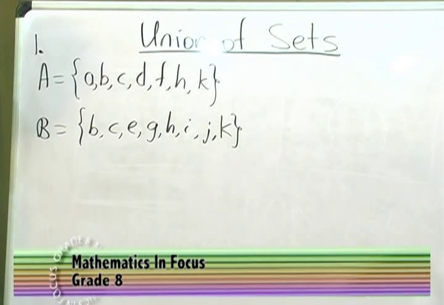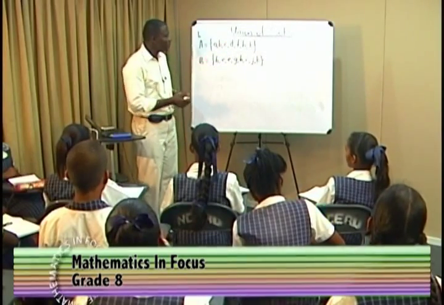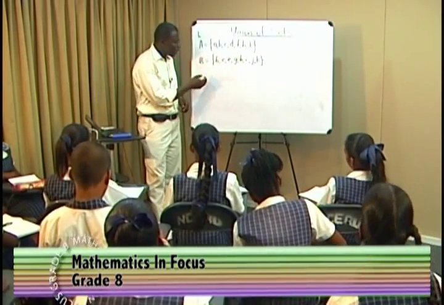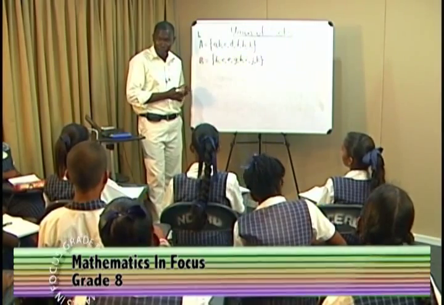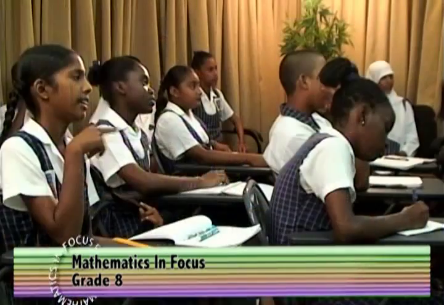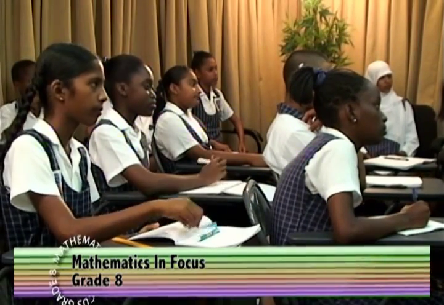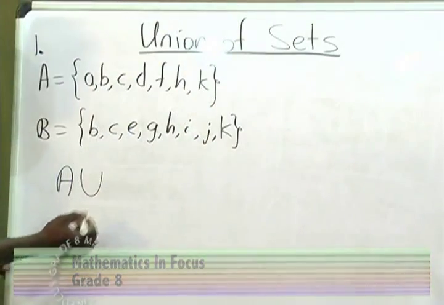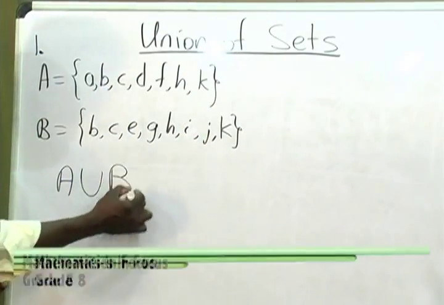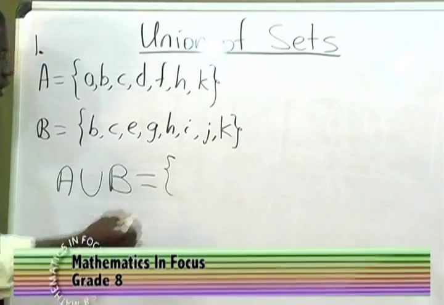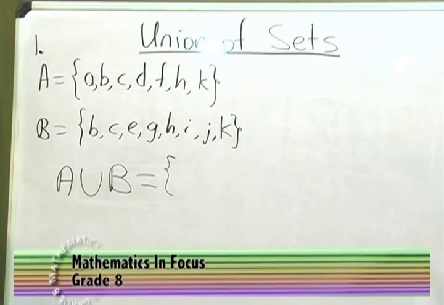I see Danica is ready to answer, but do not answer as yet. First I want you to remind me how we write A union B. We have to list the elements in the union of A and B. How do we write it? For A union B, we write A, the symbol for union, B, equal to, and for the set we use the curly brackets. And then we start throwing in all of the elements inside.